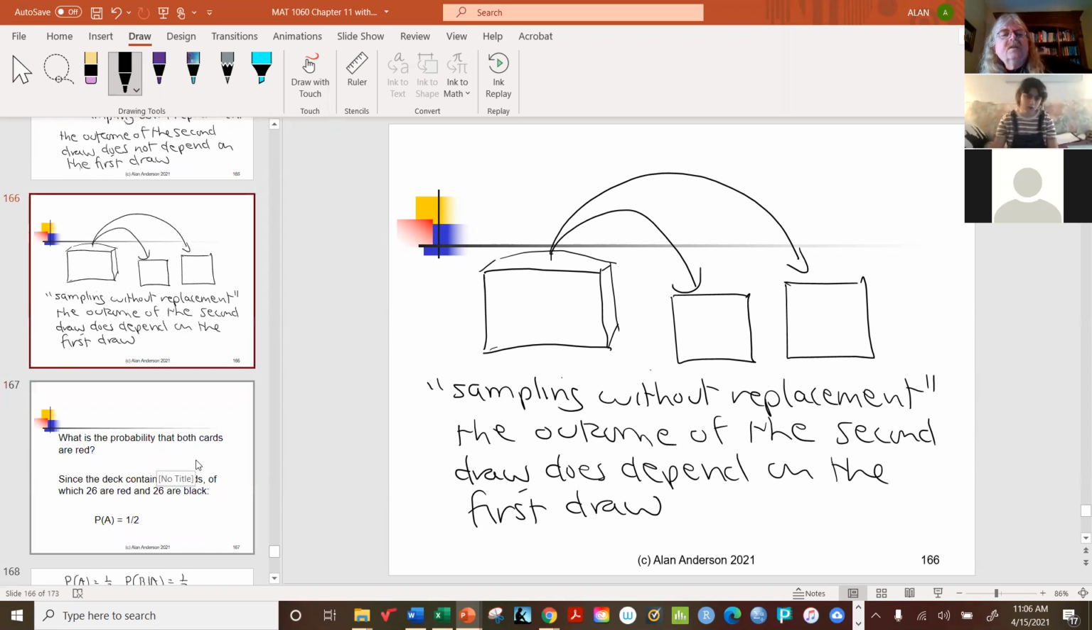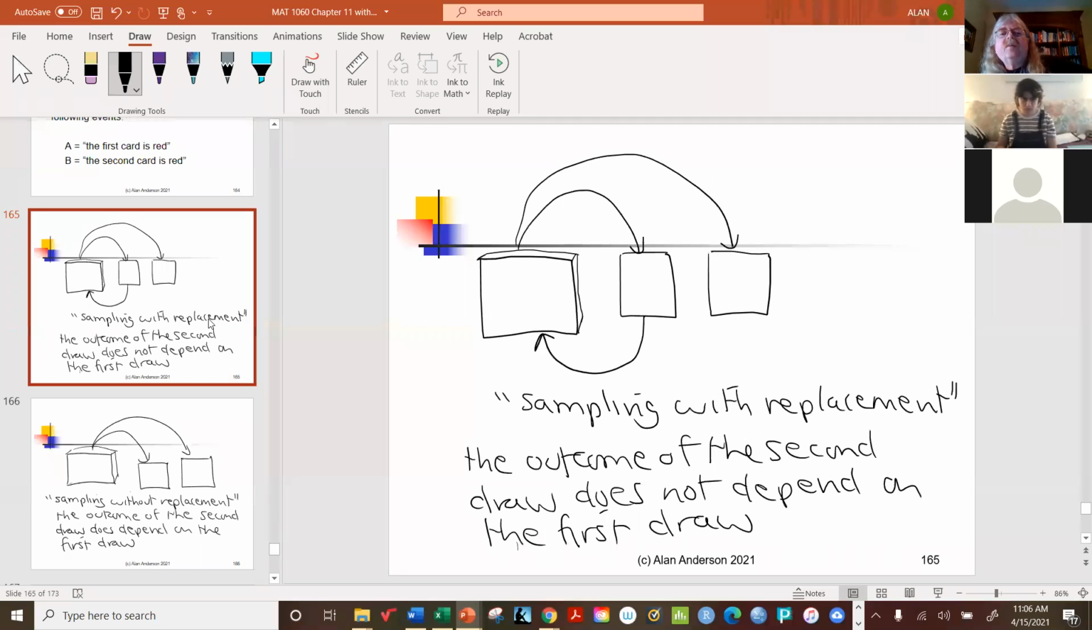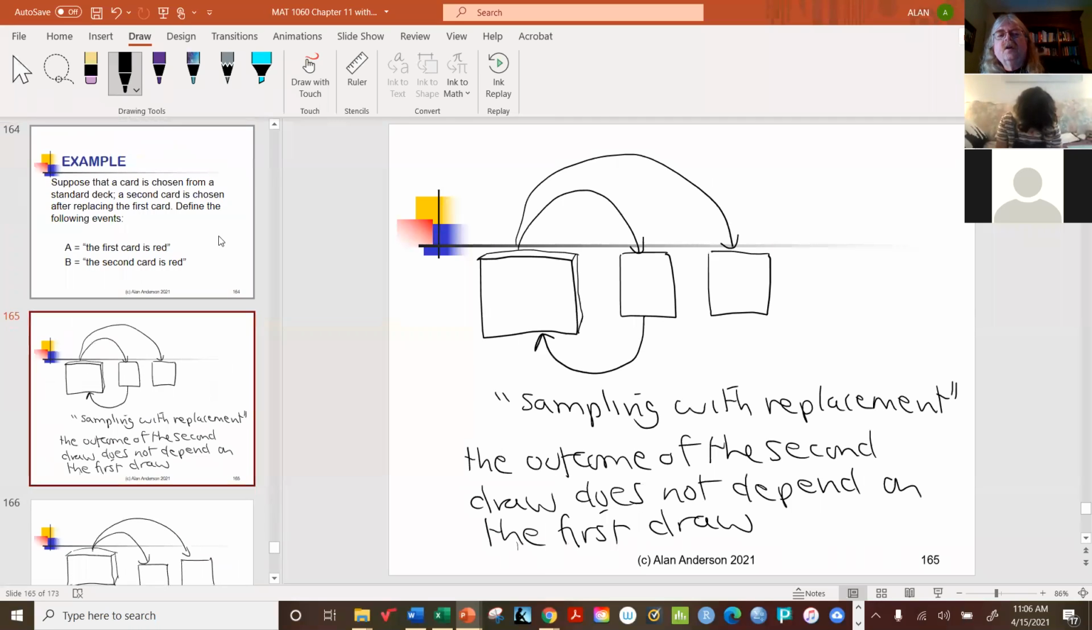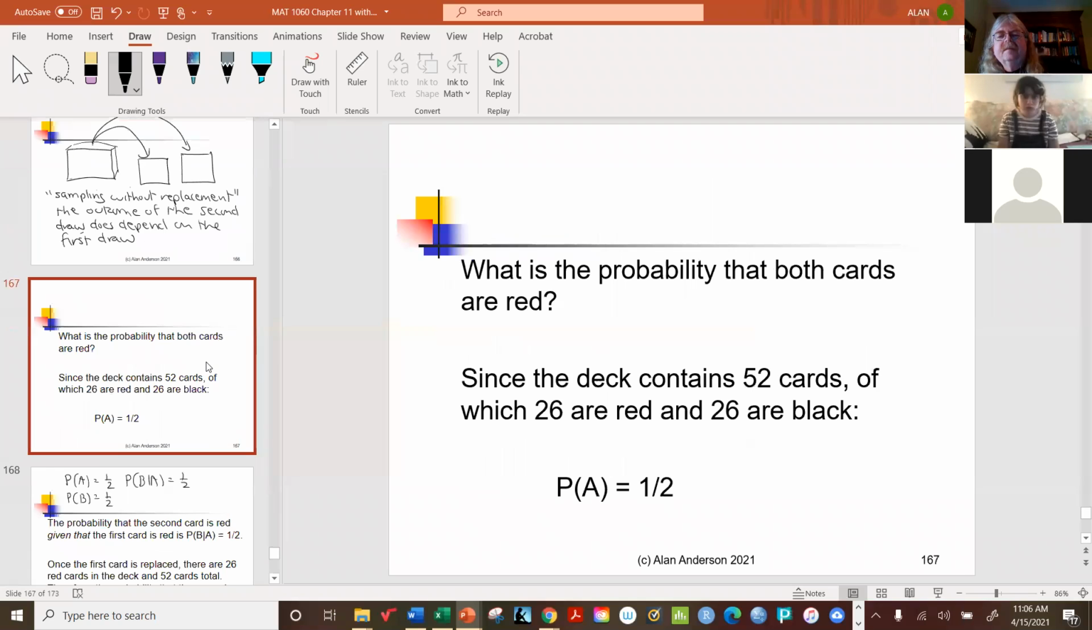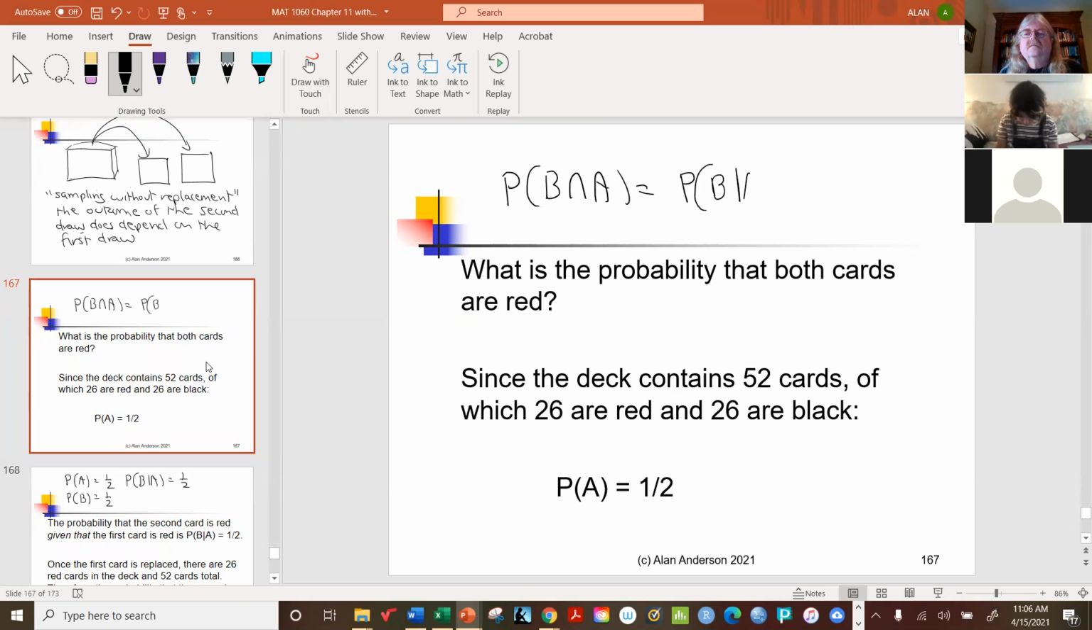All right, so using the first case, what's the probability that both cards are red? In other words, we're drawing with replacement. And so I want to know the probability that both cards are red. All right, so we're going to use the multiplication rule. But we're going to notice something very interesting as we go along. So the probability of A is a half, of course, because there's 26 red cards in the deck.